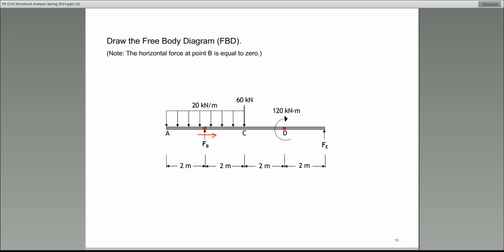I'm not showing it because the horizontal is 0 in this case. Because when you look at it, there are no external loads in the horizontal direction. Therefore, even though that horizontal reaction actually acts at the pin, at the point B, it's 0. That's why I didn't show it, all right? At E, however, it was a roller, so it's only a vertical FE.